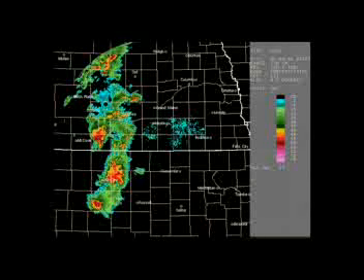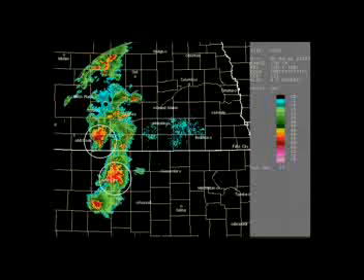Here's the conventional radar out of the radar station at Grand Island, Hastings. I think the radar dish is actually slightly south of Hastings, Nebraska. And this is conventional radar. All we're seeing is the precipitation, and you can see that there are a number of very large supercell thunderstorms going on at this time. We're going to focus particularly on two of them.